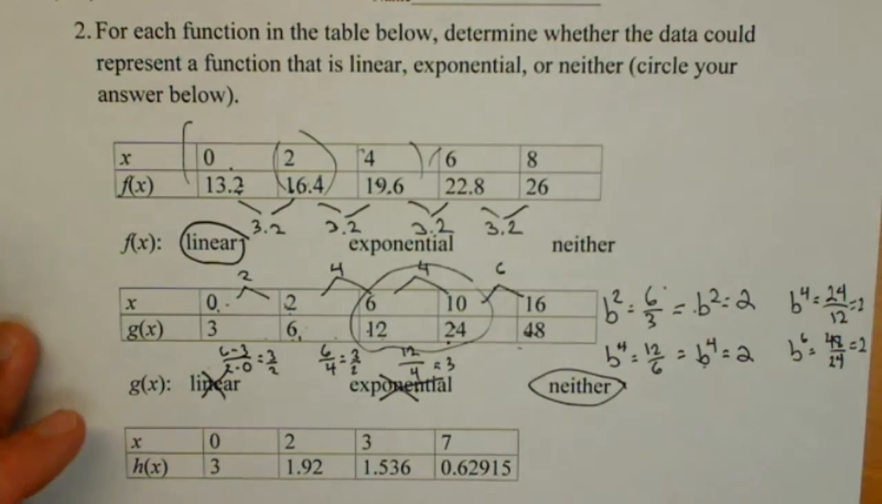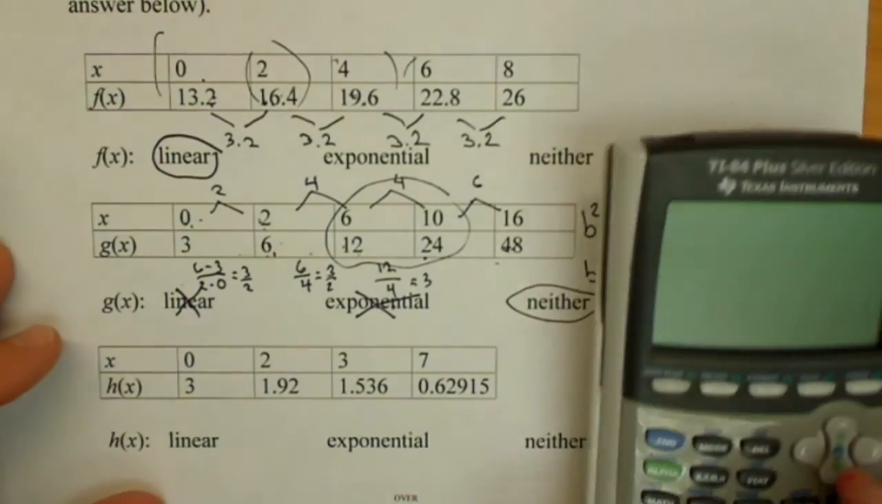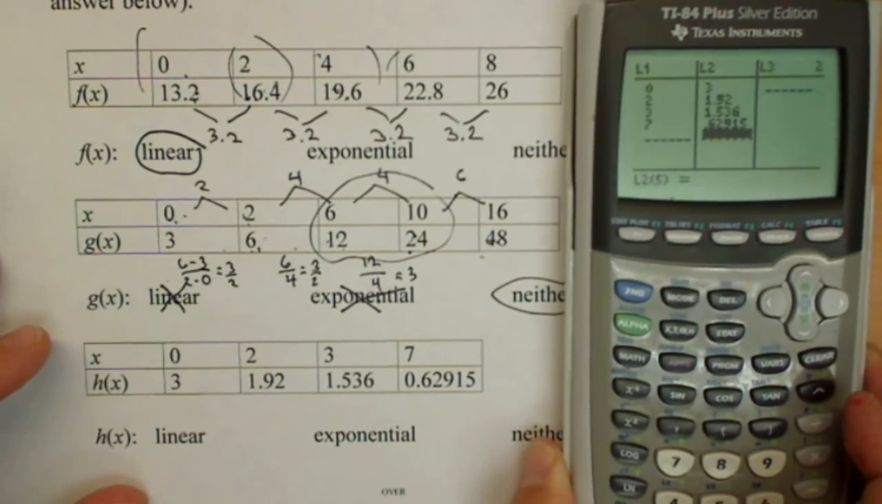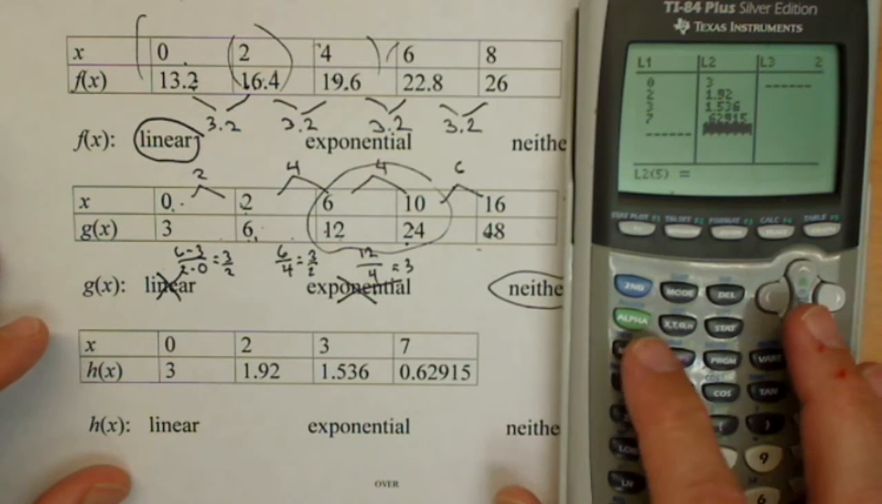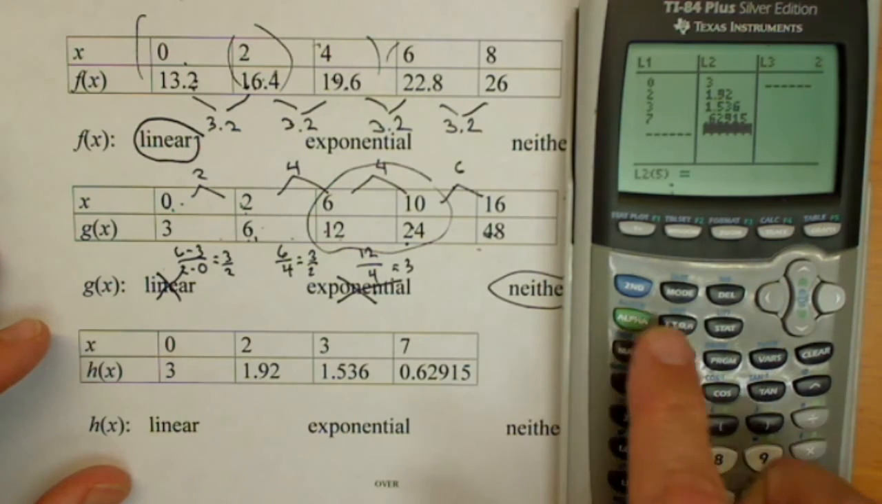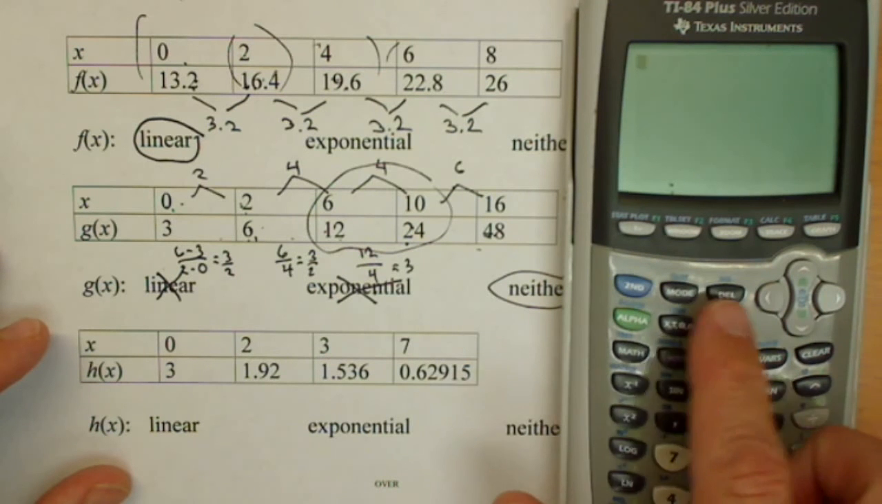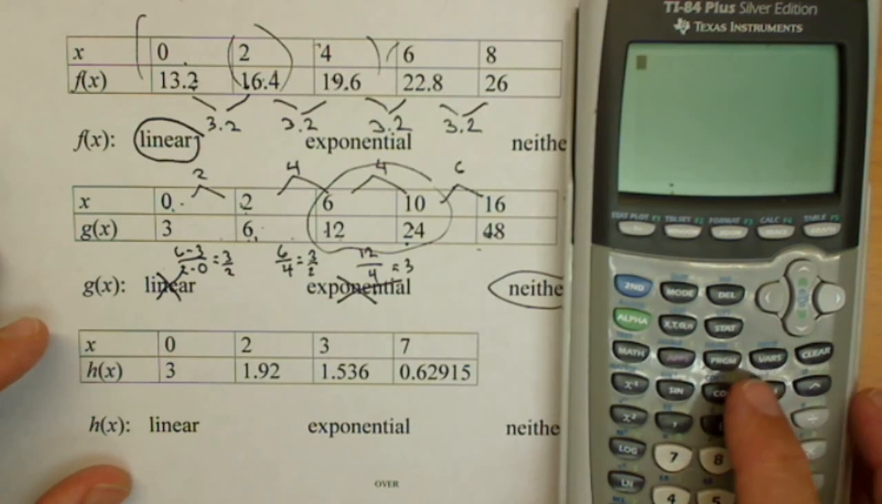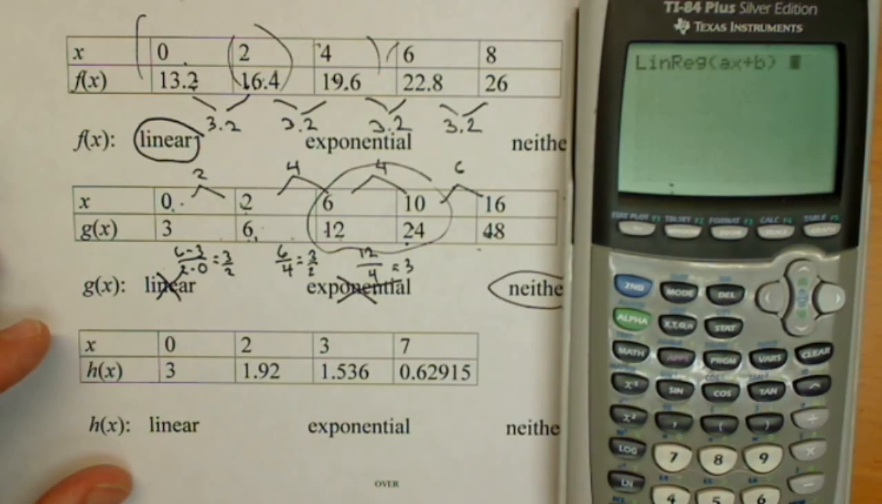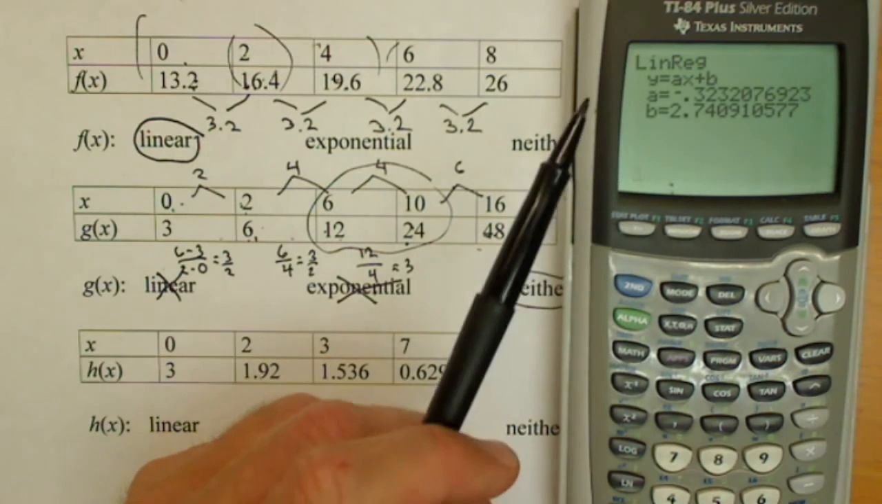Let me show you one last option for the last one here using the calculator. We can do it with our regression. So if you go to your stat edit and put in your data, your x's and your y's, you can now quit out of this and you can do both your regressions. So we can do stat calc linear regression. We should get a correlation coefficient of 1.